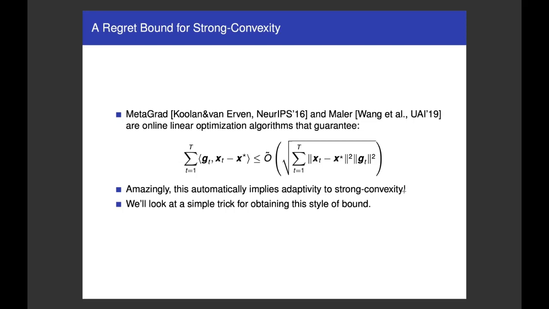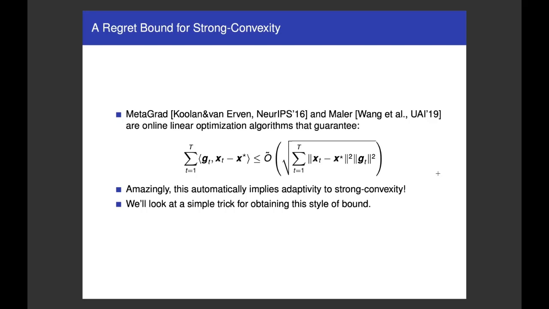This is possible. So it turns out that the metagrad and the related Mahler algorithms both obtain regret bounds that have this slightly different form, where it's the norm of x star minus xt squared times gt squared, and then take the square root. If xt happened to be 0 all the time, this would be the same as the bounds we've seen previously in this section, but it's a little bit different because xt is inside the bound. It turns out, perhaps surprisingly, this actually implies adaptivity to strong convexity without knowing anything about the parameter mu.